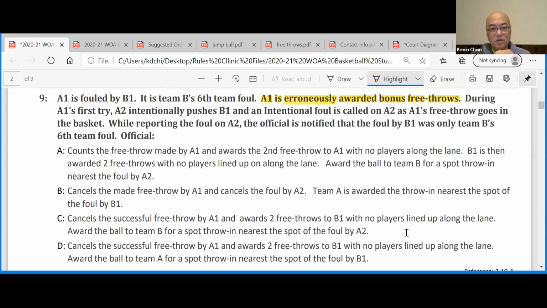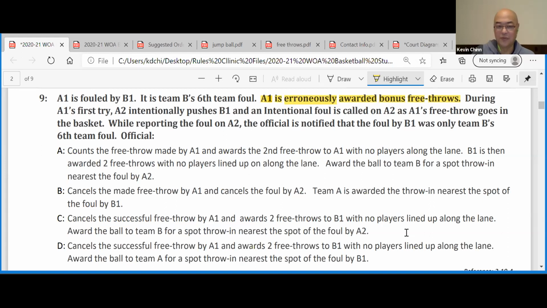But in a normal situation, if he makes it and nothing else happens and the scorer hits the horn and says, we shouldn't have given him the free throw, it was only the 16th foul, we can take that basket off because we're still within the correctable error time frame. As long as you're in that time frame, you can take, in this case, free throws off the board.